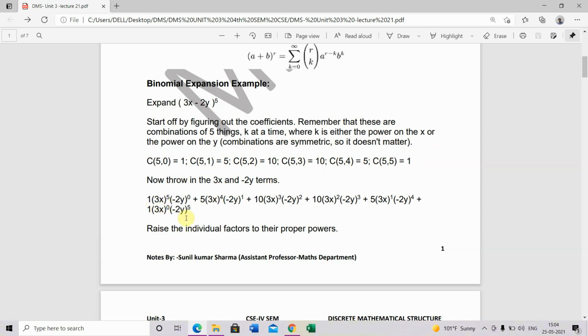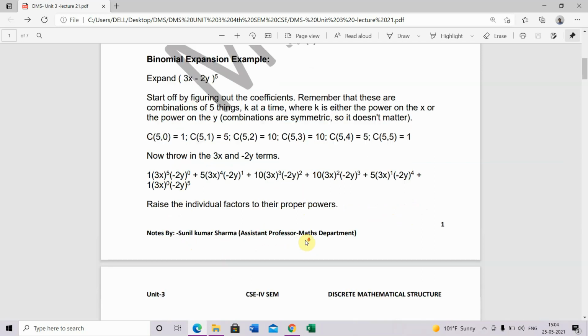1 (3x) power of 5 (minus 2y) power of 0 plus 5 (3x) power of 4 (minus 2y) power of 1 plus 10 (3x) power of 3 (minus 2y) power of 2 plus 10 (3x) power of 2 (minus 2y) power of 3 plus 5 (3x) power of 1 (minus 2y) power of 4 plus 1 (3x) power of 0 (minus 2y) power of 5. Raise the individual factors to their proper powers.